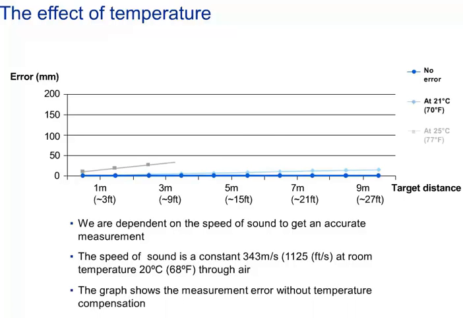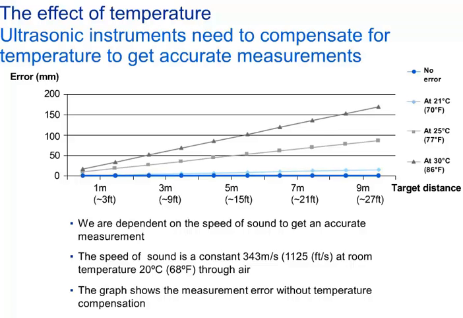Look at the graph to see the errors we can expect at a given temperature if we are not compensating for temperature. We can expect a 170 millimeter, more than 6 inches, error at 10 meters, 30 feet, if temperature is 30 degrees Celsius, 86 degrees Fahrenheit, and we did not compensate. That is why it is important to always consider temperature compensation when accurate measurements are required.